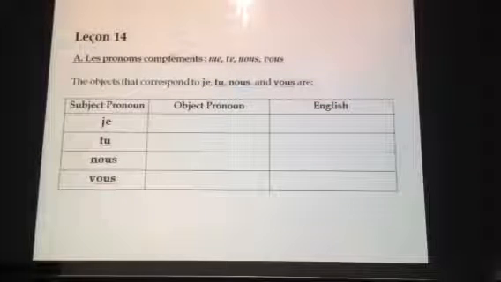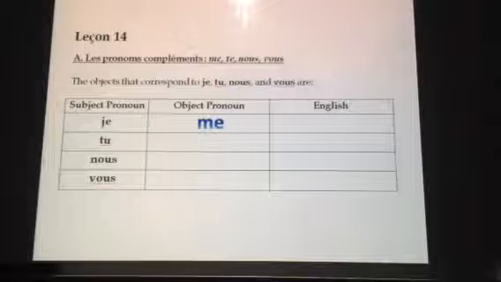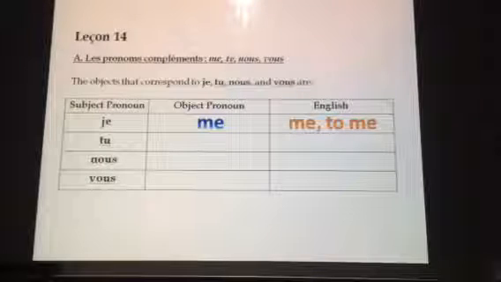Bonjour, these are the notes for the first part of leçon 14. Part A, les pronoms compléments me, te, nous, et vous. So these are the first part of our direct object pronouns. The first one that corresponds with je is the pronoun me. Me can either mean me or to me.